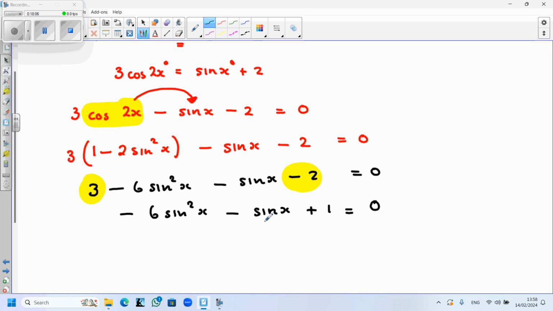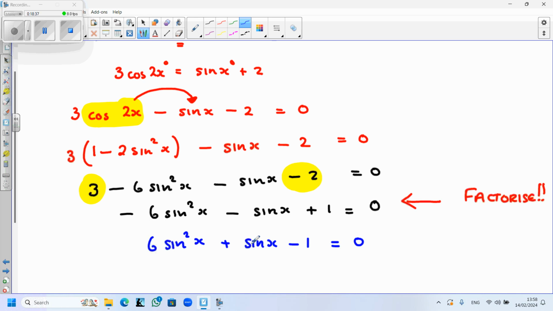Now when you've got squared terms, normal terms and numbers, the key to solving that is to factorise, and this is no different. Now I do not like that squared term that's got a negative sign, so I'm going to multiply this whole equation by negative 1. It's just like taking them all over to the other side, but it makes it easier. So that will become 6 sin squared x. That will become plus sin x, and that will become minus 1, and that's equal to 0.